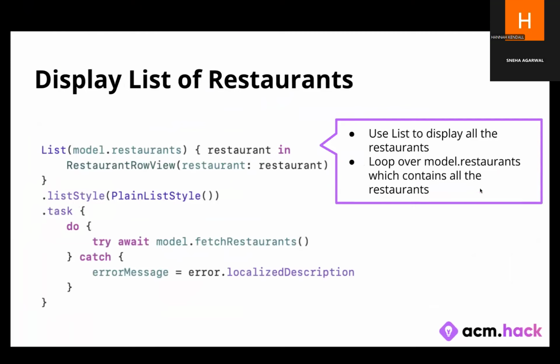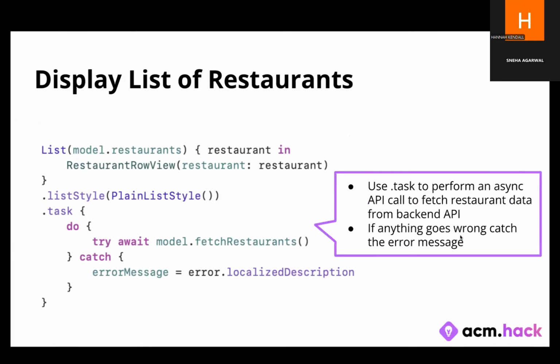Okay, so here we have our list to display all of our restaurants, and it's going to loop over model.restaurants, which contains all of our restaurants. And then we're going to use .task to perform an async API call to fetch restaurant data from our backend API using our fetch restaurants method. And then if anything goes wrong, just catch our error message.